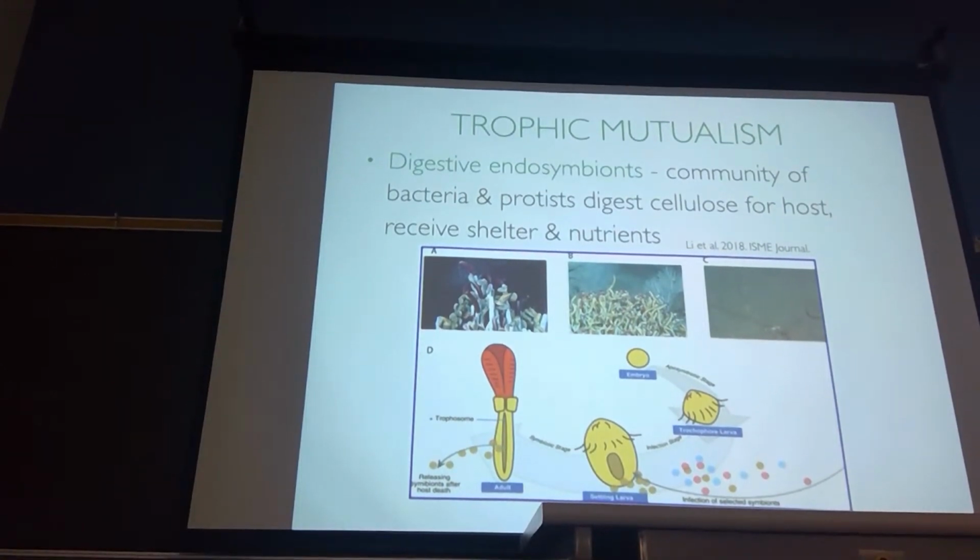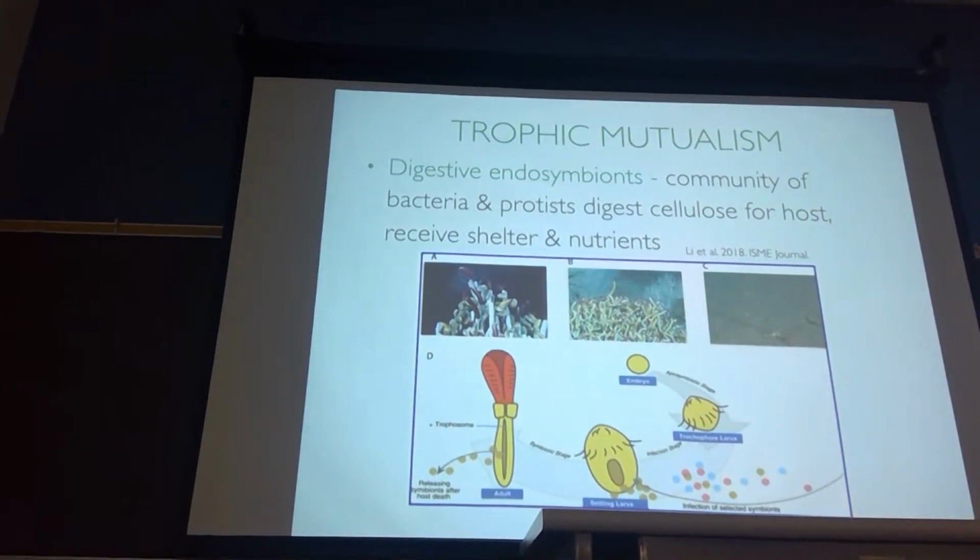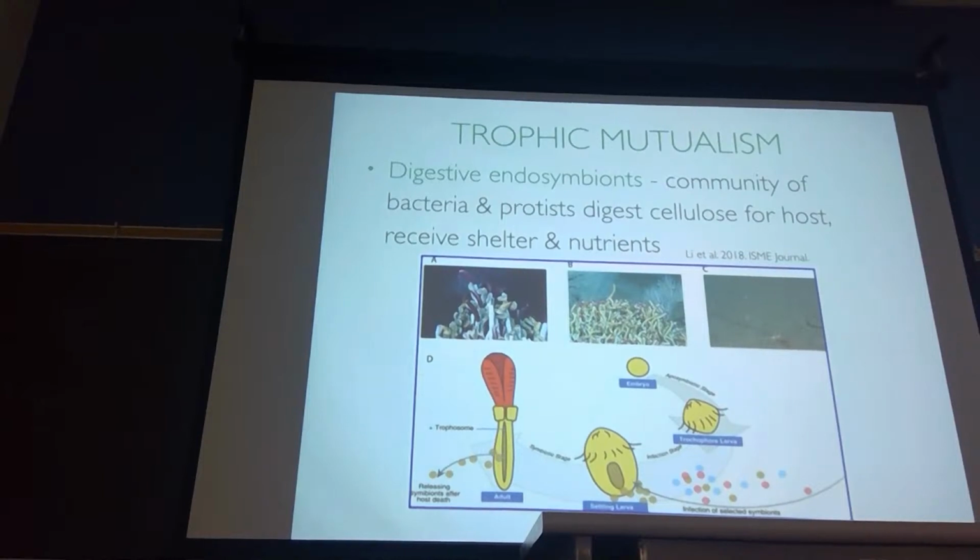All right, termites are another excellent example of this. They have particular protists that live in their hindgut that let them digest wood, essentially, which is why they can eat wood and other types of insects can't.